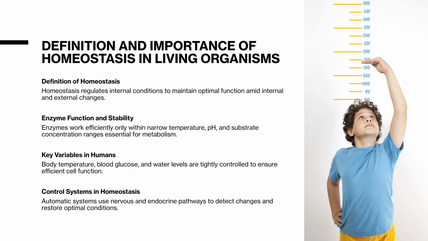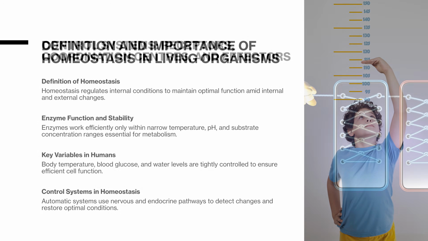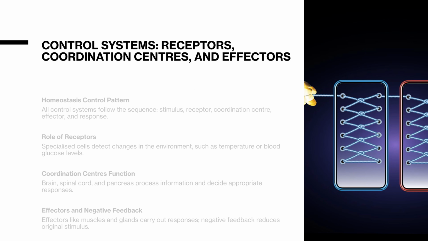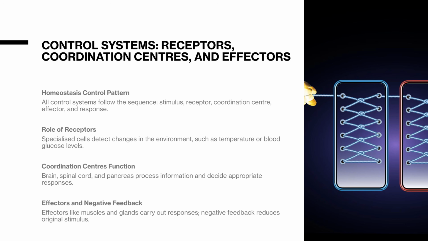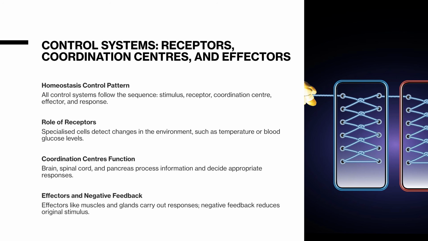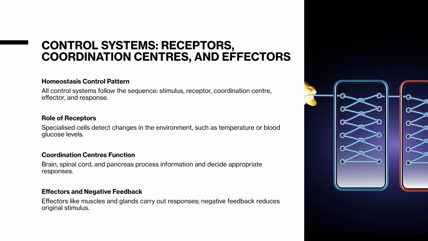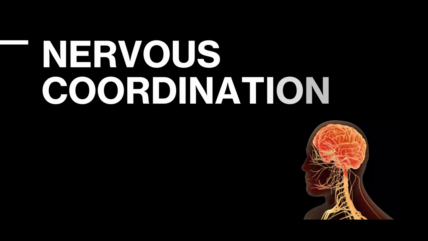This includes regulating temperature, blood sugar levels, water content, and ion balance to keep conditions ideal for cells. Homeostasis involves three main parts: receptors that detect changes, coordination centers like the brain that process information, and effectors such as muscles or glands that respond to restore balance. Nervous coordination maintains homeostasis through rapid electrical signals via receptors, coordination centers, and effectors.